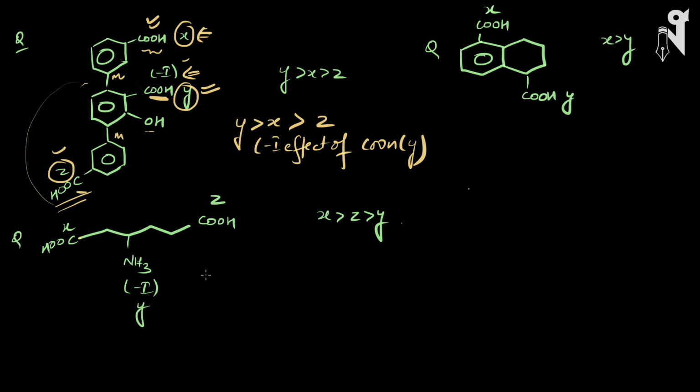In the next question, again we have COOH, this is X, this is Y, and this is Z. They are going to ask you which is the most acidic carboxylic acid over here, or which one is the most acidic group over here. So out of ammonium and COOH, what is more acidic? Obviously COOH is more acidic. So we have COOH on the X position and the Y position. Which COOH is going to be more acidic?